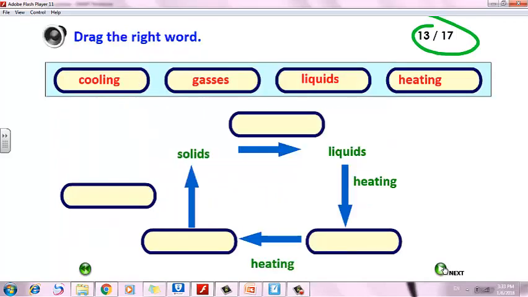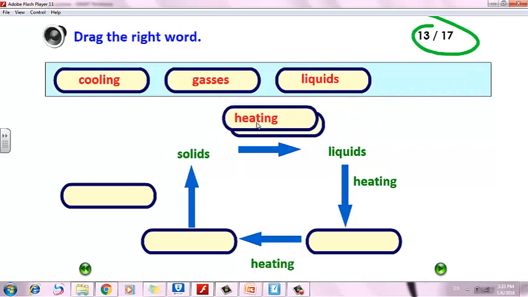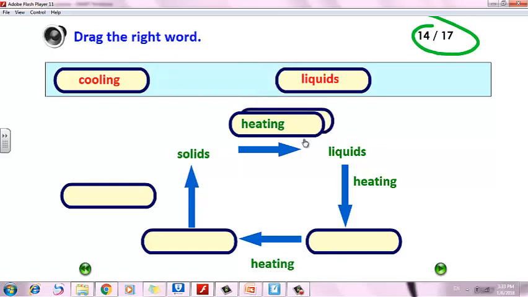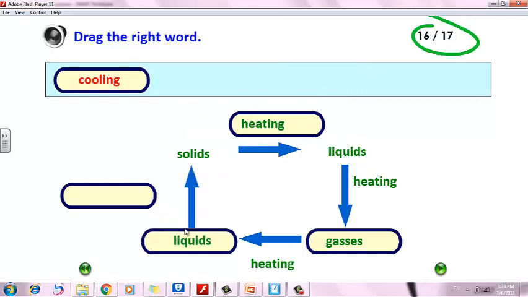Drag the right word. They are cooling, gases, liquid, and heating. Solid to liquid. If I have a solid and I want to turn it to liquid, I must heat it. Liquid. If I heat this liquid, it will turn to gas. And if I have this gas, it must be cooling. If I have gas and I cool it, it will turn back to liquid. And liquid to solid, I must freeze it, cool it.